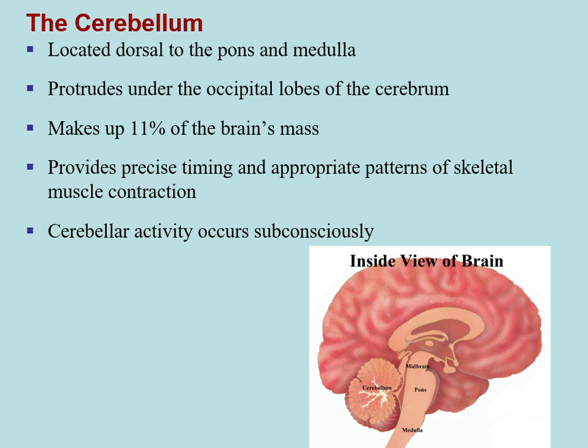And then our last adult brain region that we're going to look at is the cerebellum. It's located dorsal to the pons and the medulla. It protrudes under the occipital lobe of the cerebrum, sometimes called the little brain, and it makes up 11% of the brain's mass. It provides for a lot of subconscious activity processing, and it provides precise timing and appropriate patterns of skeletal muscle contraction.